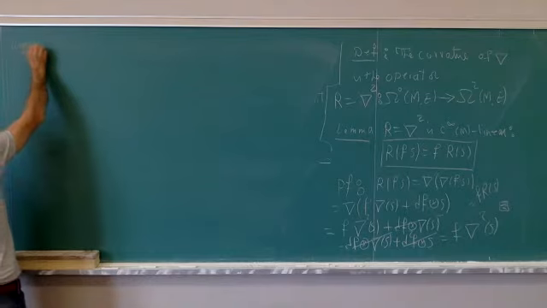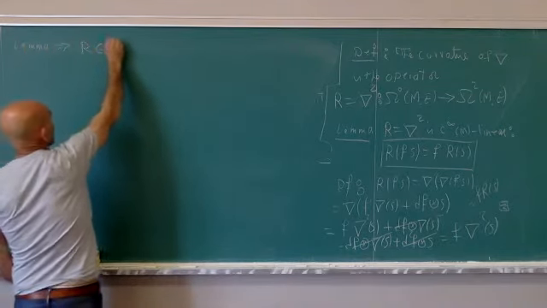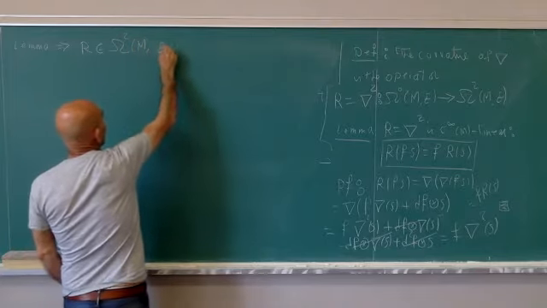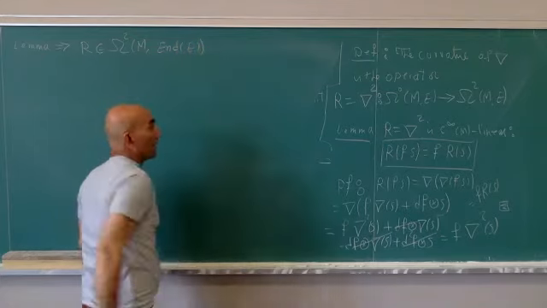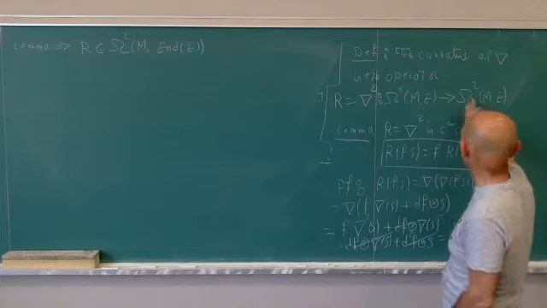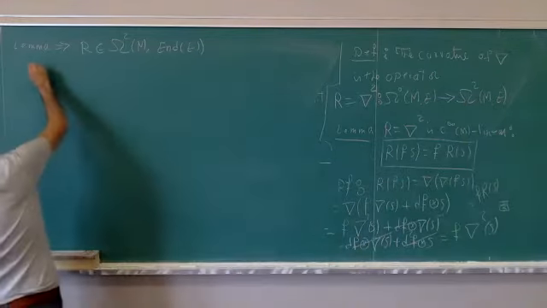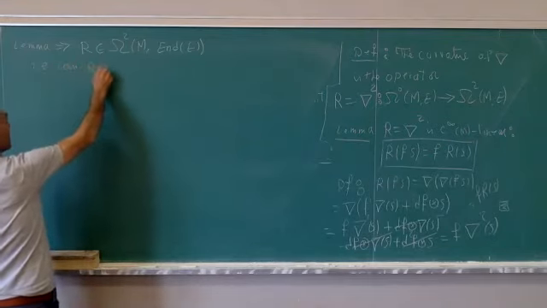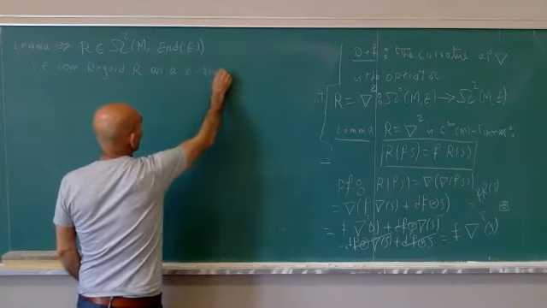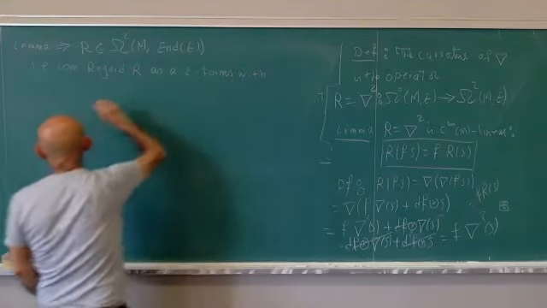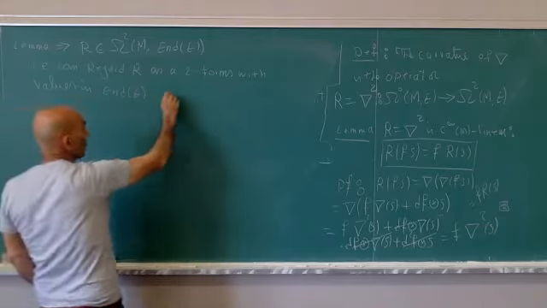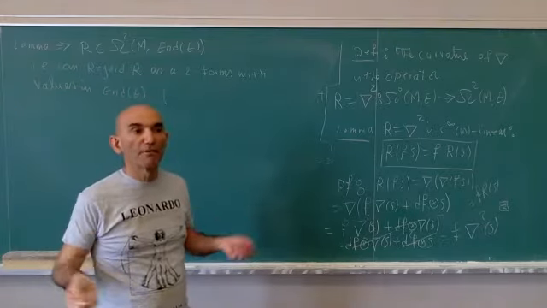So the lemma implies that this R actually belongs to omega 2 of M, End of E. I mean, it's an operator that goes from here to there, but because it's C-infinity of M linear, I can consider it as an element here. So I can regard R as a two-form with values in endomorphisms of E. So the slogan is that curvature is an endomorphism-valued two-form.